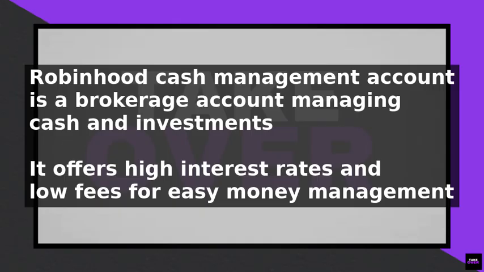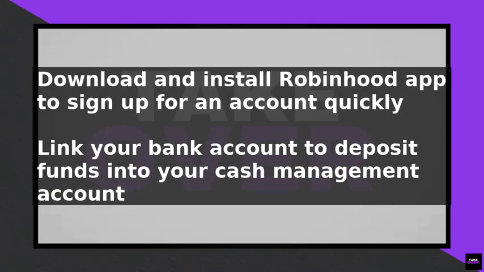To get started with a Robinhood cash management account, you will need to download and install the Robinhood app, then sign up for an account. This process typically takes just a few minutes and requires some basic personal and financial information. Once your account is set up, you can link your bank account and deposit funds into your cash management account.